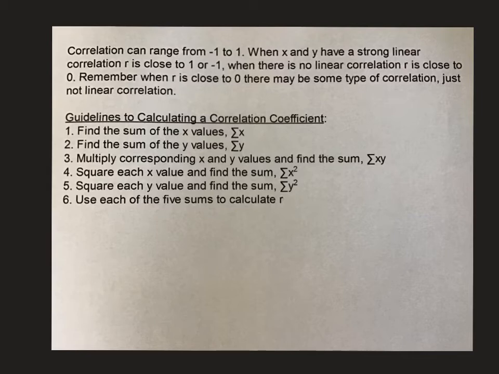You're going to multiply your x and y values together. Make sure it's the corresponding ones. You don't want to just pick 2 to multiply. And then you're going to find the sum of that, so you're going to add those up. You're going to square each x value and add those. Square each y value, add those. And then you're going to plug all those 5 values that you found to calculate your R value.